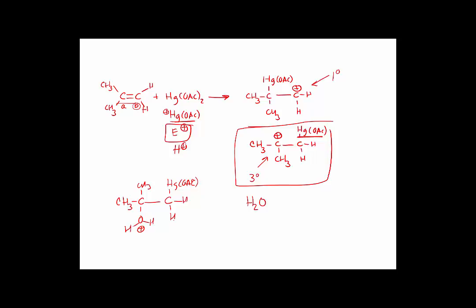I added the whole water molecule this time. I'm writing the explicit mechanism, like I would ask you to do. So we would add the water, and then I would lose H+, so that now I would have my CH3s, I would have my OH, and then over here I would have my mercury acetate. And this is exactly what I wrote on the previous slide.